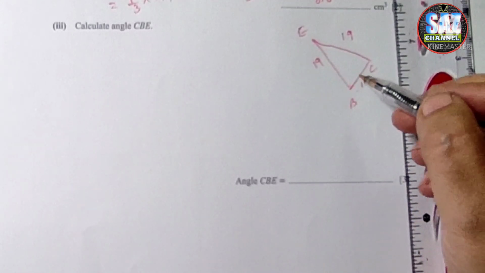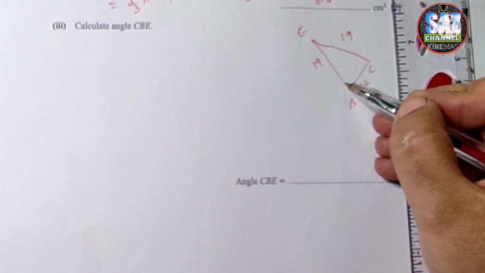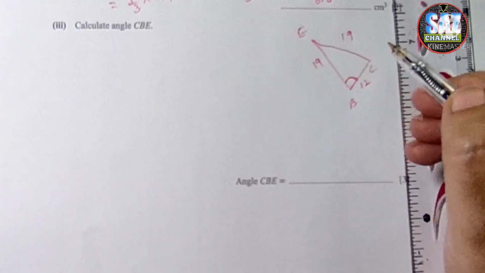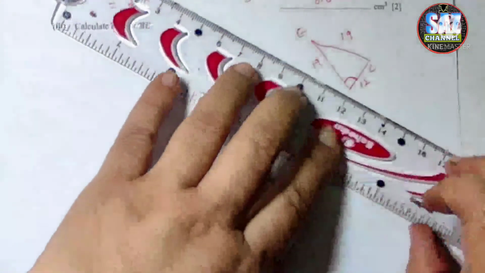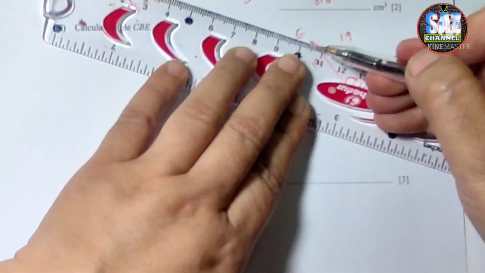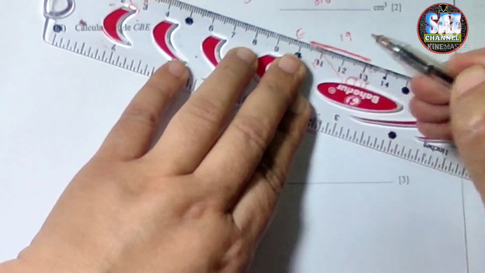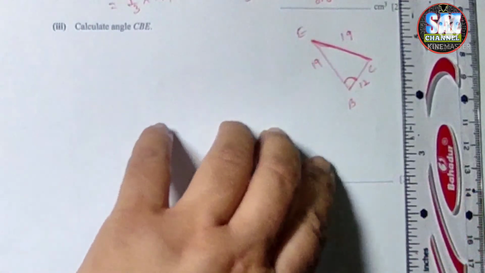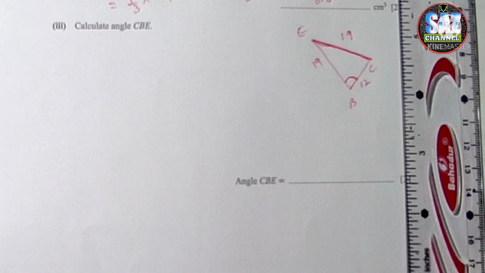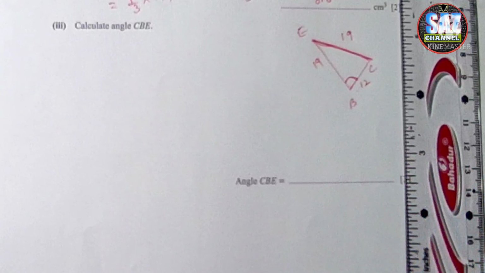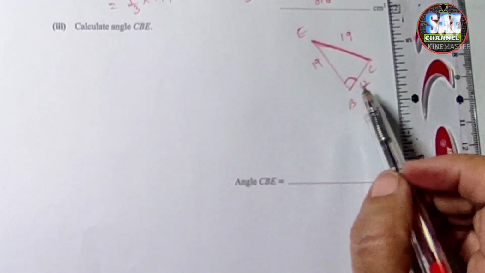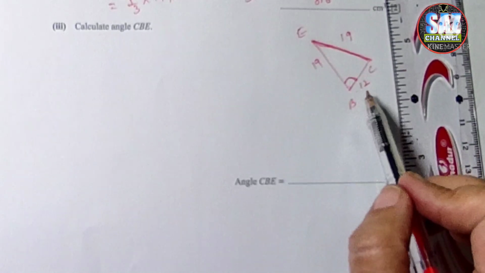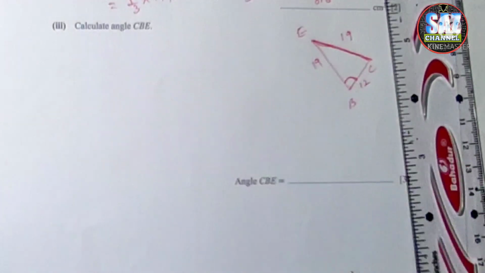Now we have to find the angle CBE, this one. This angle we need to calculate. Let me draw the line properly so that my students should not get a wrong message. We have to use all geometrical instruments to present the working nicely. The triangle is not a right angle triangle, so in order to find the angle when all three sides are given, we have to apply the cosine law.